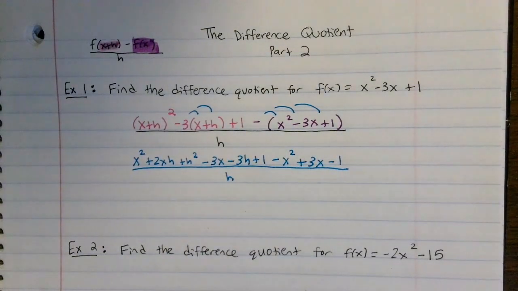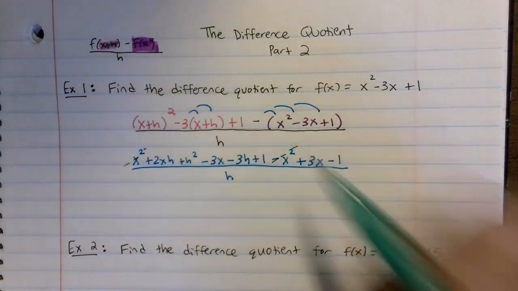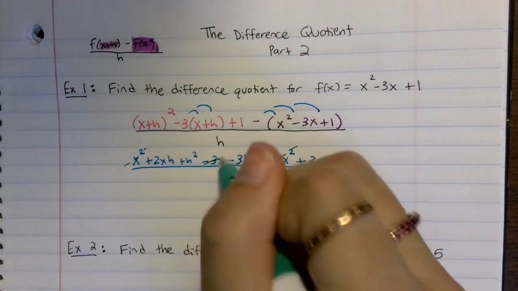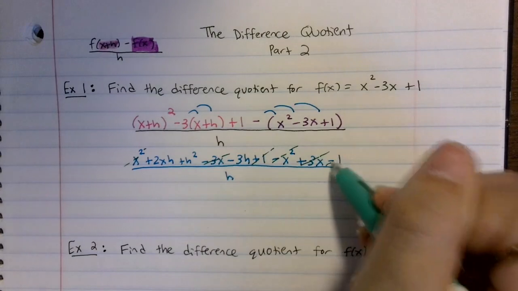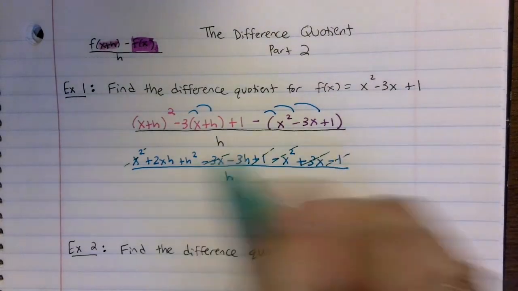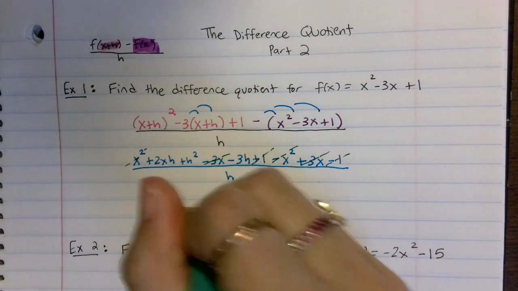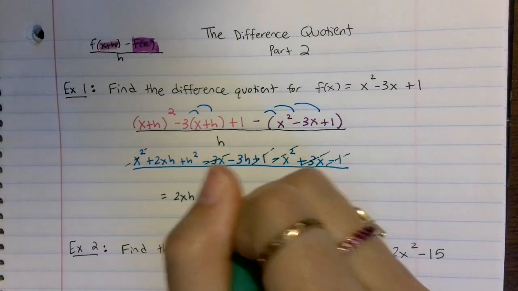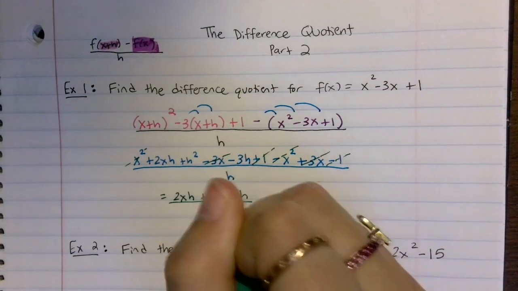Alright, and here we look for ways to simplify. I do see I have a positive x squared and a negative x squared. That makes 0. Looks like I've got a negative 3x and a positive 3x. That also makes 0. A 1 and a negative 1. That also makes 0. And then it looks like that's all I've got to cross out. So this becomes 2xh plus h squared minus 3h all over h.